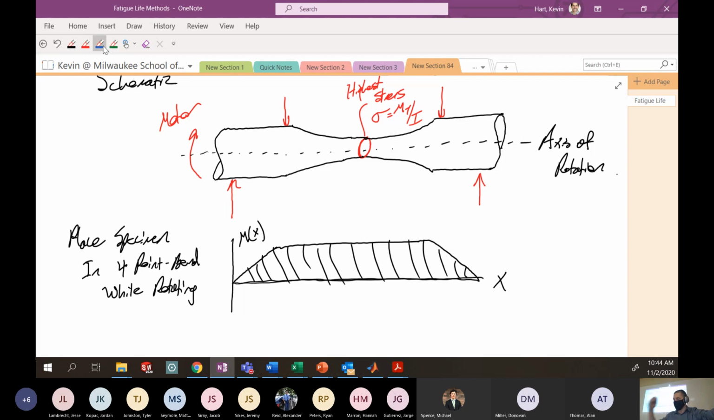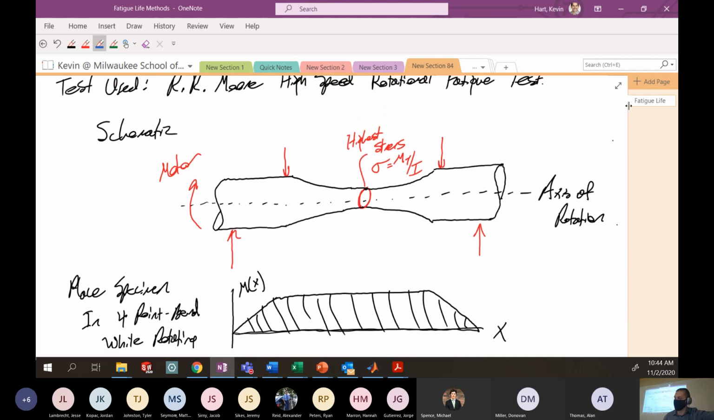Now at this particular point, when I'm looking at this particular specimen, right now, the bending moment is going to create for me a compression on this side, and a tension on this side. Okay? As this thing spins around, the point that is in compression now, after this rotates 180 degrees, will be in tension after 180 degrees of rotation.